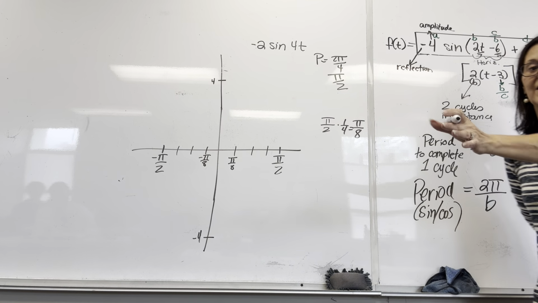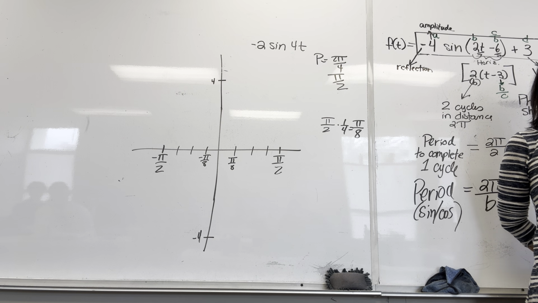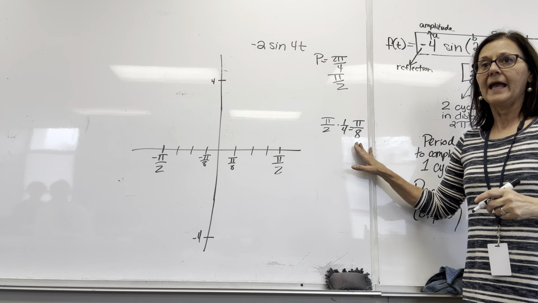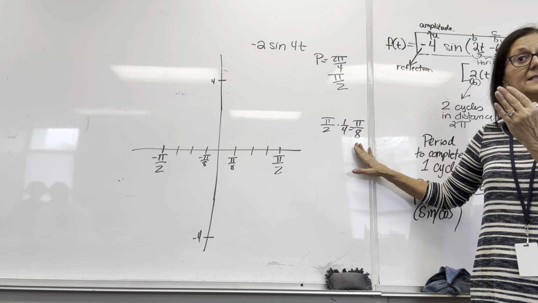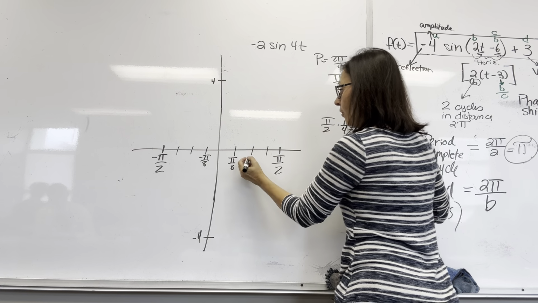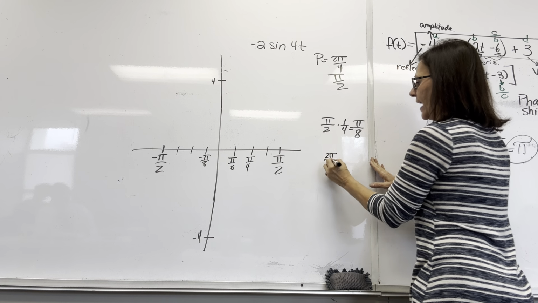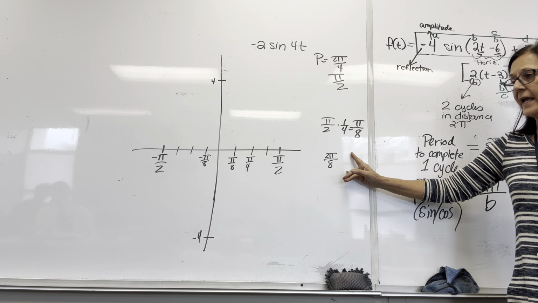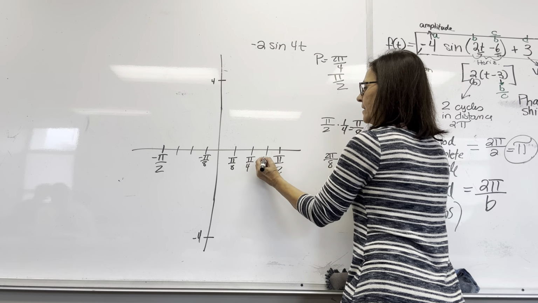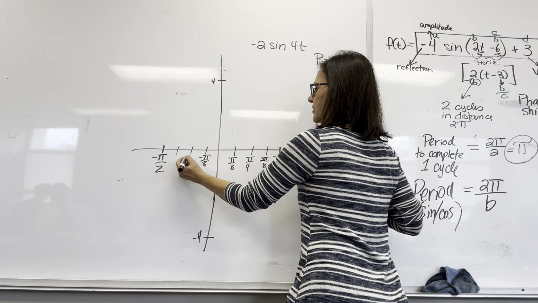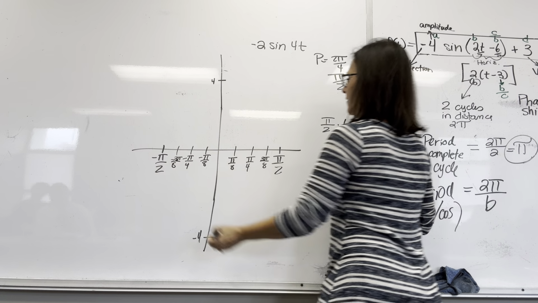It's nice when we can just go left and right. You see how we got that? I'm going to add another pi over 8 to get to the next one. So pi over 8 plus pi over 8 is pi over 4, 2 pi over 8. I'm going to add another 1/8 of a pi, and that is 3 pi over 8. I'm going to go in both directions: negative pi over 4, negative 3 pi over 8.